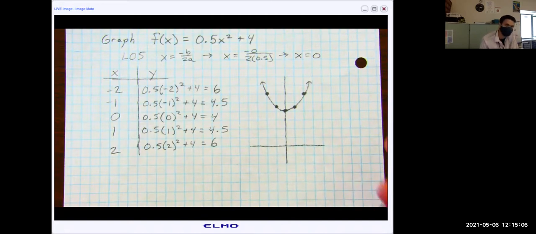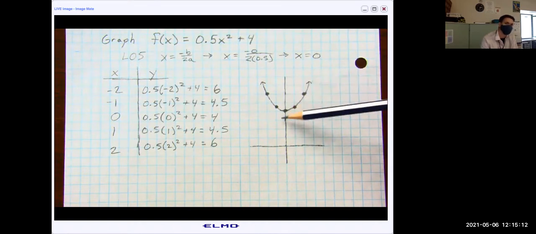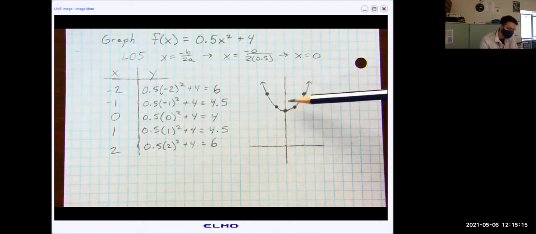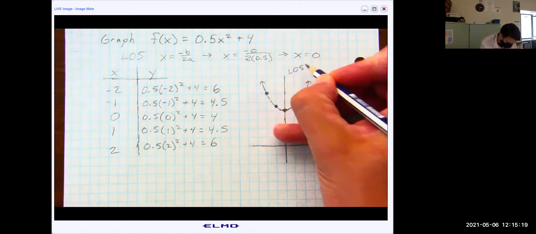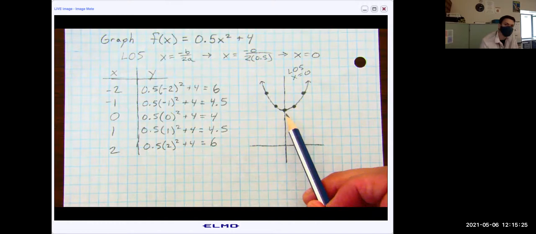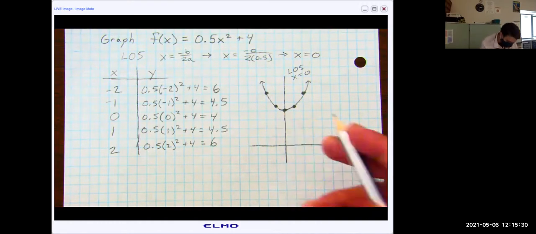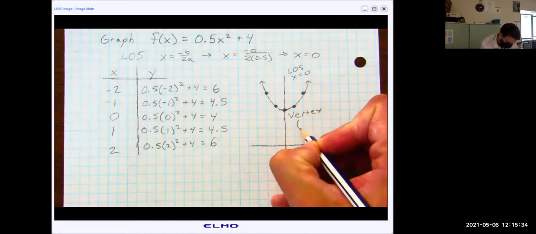We have to label the vertex and the LOS. The LOS is on the axis right here. So there's no point in drawing a dashed line in. Instead, we'll just label it up here. LOS was x equals 0. And our vertex this time was down at the bottom of our parabola. It was a minimum. It was the lowest we went. So this would be the vertex. And its coordinate was 0, 4.